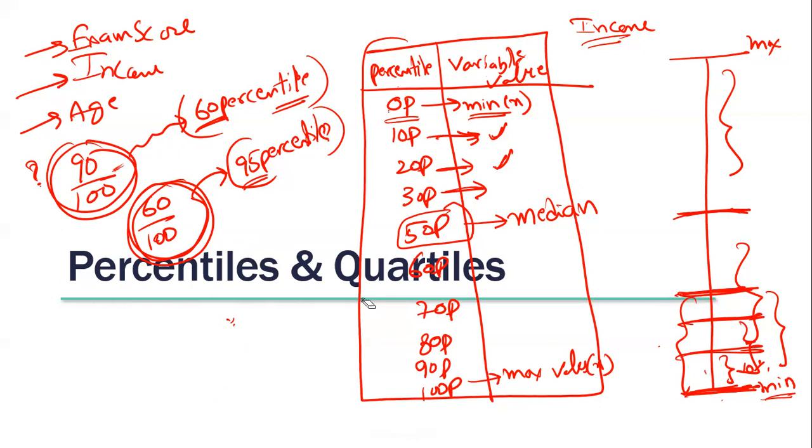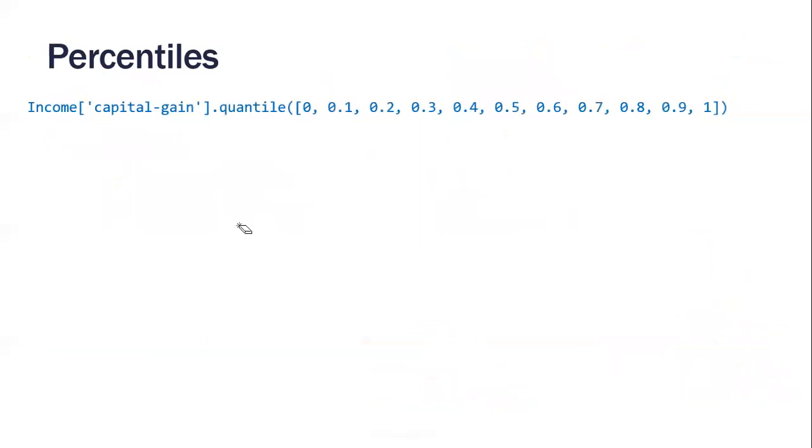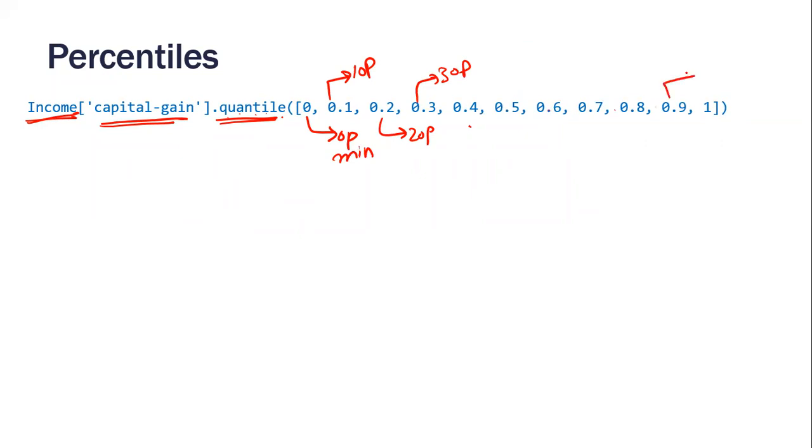Now what I want you to do here, as an exercise, is go to the capital gain variable and find the percentile values. How do we find them? Write the data frame name, column name, and use the quantile function, giving the percentile values: 0, 10, 20, 30 percentile. 0 percentile means the minimum value. Then 40, 50, 60, 70, 80, 90 percentile, and 100 percentile, which is the maximum value. Get these values, and what will you have in the output?